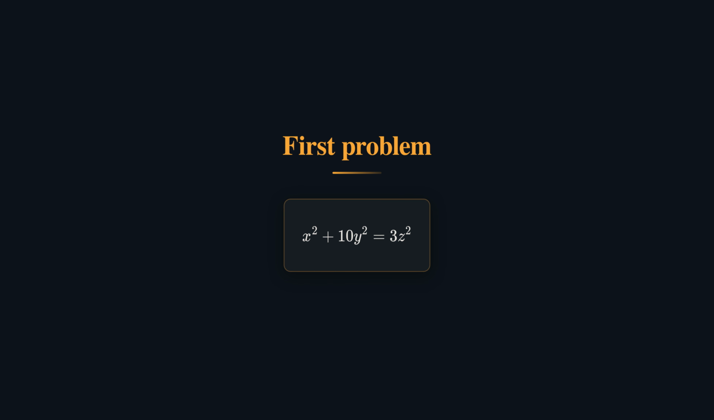The first problem takes about 4 lines to settle once you see where to look. x squared plus 10y squared equals 3z squared. Show that no positive integers x, y, and z can satisfy it, not a single triple anywhere.